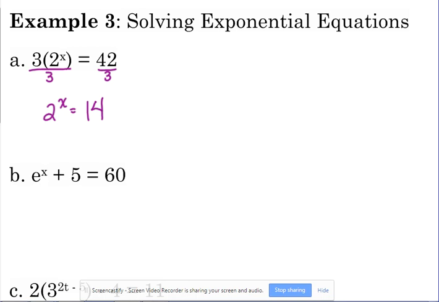Can we do that? No. We cannot write 14 so that it has a base of 2. 14 is not a power of 2. So our option now that we know logarithms is we can write this in logarithmic form. Okay, we're going to write this in logarithmic form because that's the only way we're going to get the variable out of the exponent. So in log form, this is going to be log base 2.